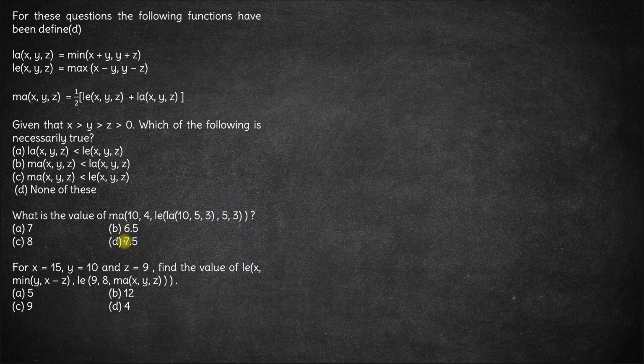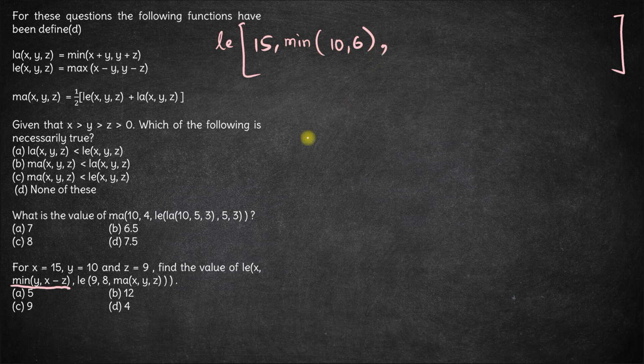So we have LE. LE needs to have three terms. The first term is x, which is 15, comma. The next term is the minimum of y comma x minus z. So minimum of y, which is 10, comma x minus z. x is 15, z is 9. 15 minus 9 is 6. So this was the first term, this was the second term, and the third term is LE of something.